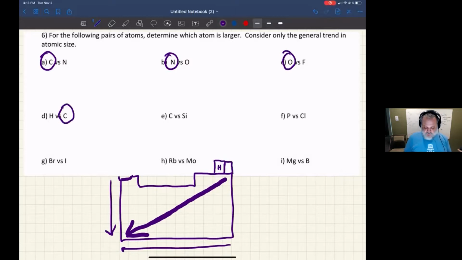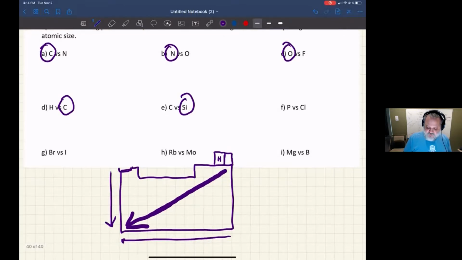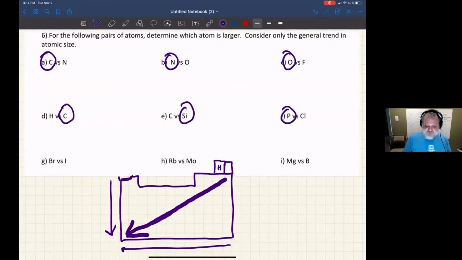What about carbon versus silicon? Silicon is further down than carbon, so we know that carbon is smaller than silicon. Phosphorus is further to the left than chlorine. Phosphorus is larger. Magnesium is further to the left than boron, larger.